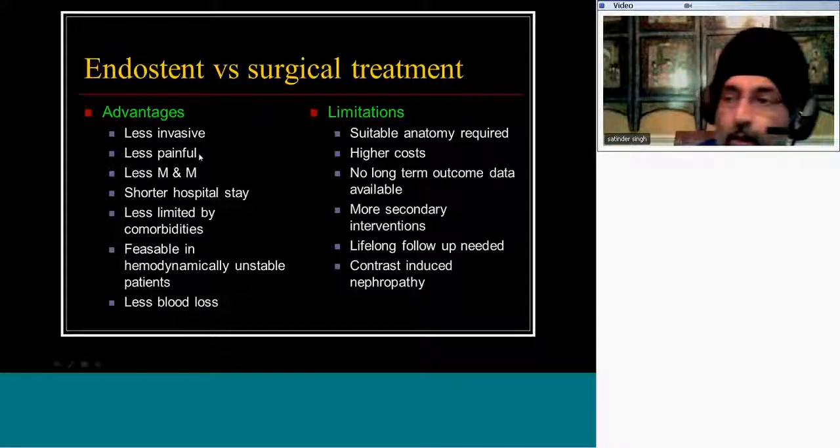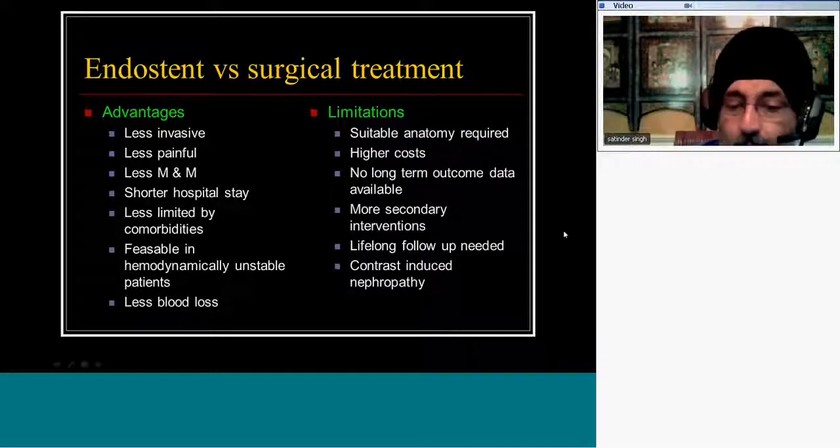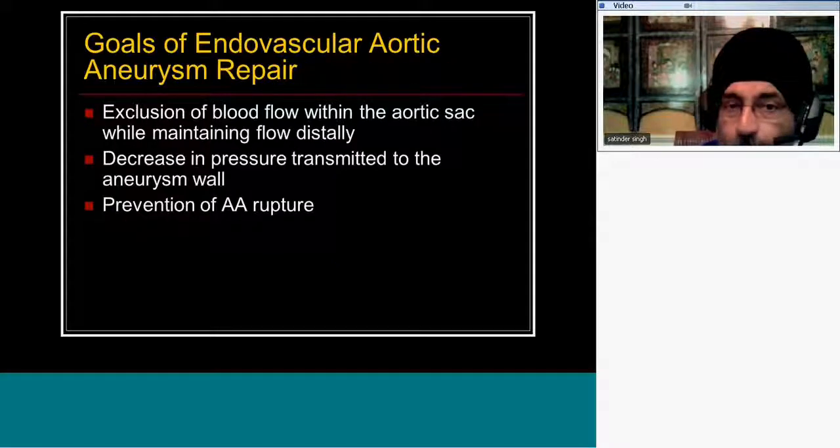The advantages of endostents are many. It is less invasive, less painful, associated mortality and morbidity is less, there is a shorter hospital stay, and it can be done in patients who are hemodynamically unstable for open surgery, and there is less blood loss. The downside is that it is a much more costly procedure. The stents are very, very expensive, and I'm not sure how many of these procedures are being done in India. And you do need suitable anatomy for the attachment of the grafts. At this time, there is no long-term, 10-20-year outcome data available, but whatever short-term data there is has a very good outcome. Lifelong follow-up is needed, and many of these patients often need contrast studies, which can lead to nephropathy.